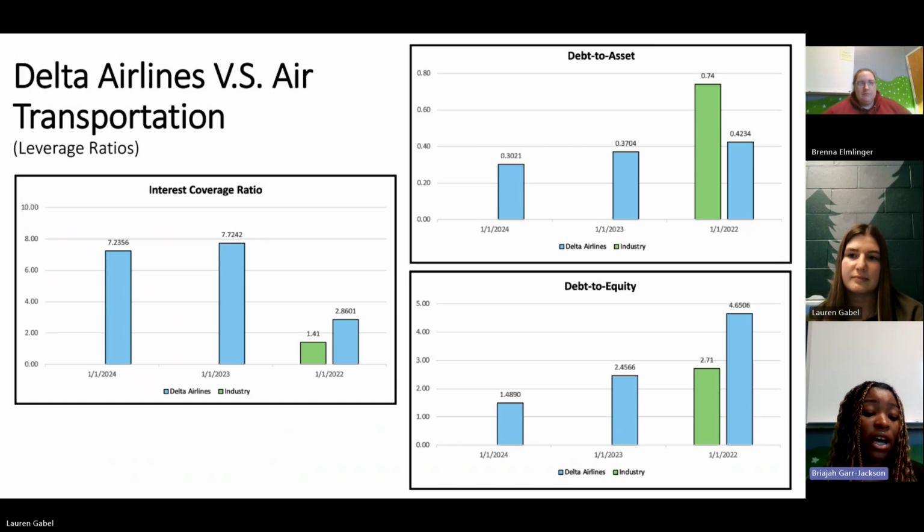For our graphs, the interest coverage ratio in 2023 to 2024 is significantly higher than the year of 2022. The industry interest coverage ratio is lower than Delta Airlines in 2022. The debt to asset in 2022 to 2024 has gone slightly down over the years. In 2022, the industry ratio is significantly higher than Delta Airlines in 2022. The debt to equity ratio in 2022 to 2024 has gone down significantly over the years. In 2022, the industry is lower than Delta Airlines in 2022. I'm going to now turn it over to Brenna.